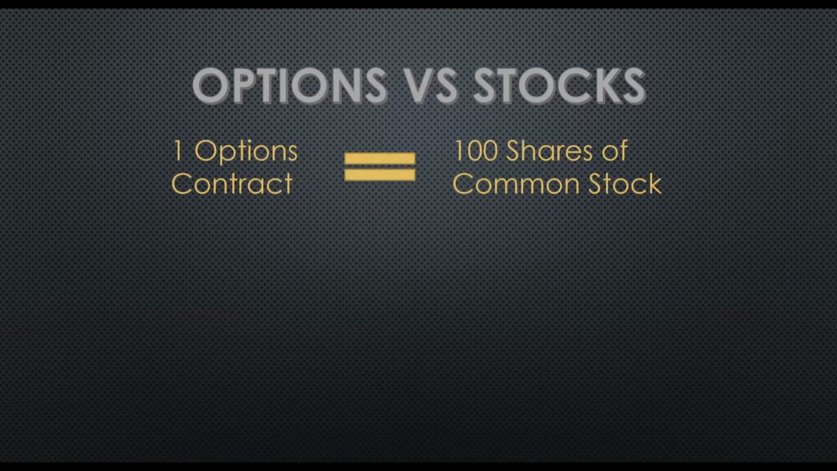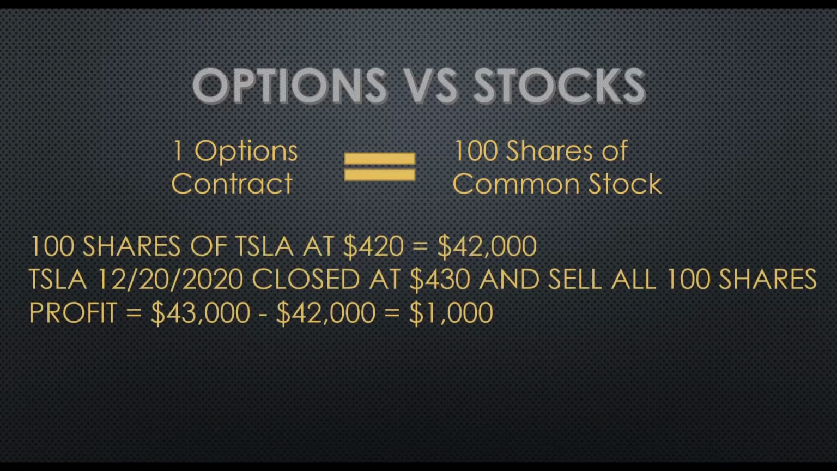So what's the difference between options versus stock? Remember, one option contract equals 100 shares of common stock. So in this example, I'm going to buy 100 shares of Tesla at 420. That will cost me $42,000. So let's say Tesla at 12/20/2020 closed at 430, and I sell all of my 100 shares. So my profit will be $43,000, what I sold for, minus $42,000, what I bought for. So that equals a total profit of $1,000.